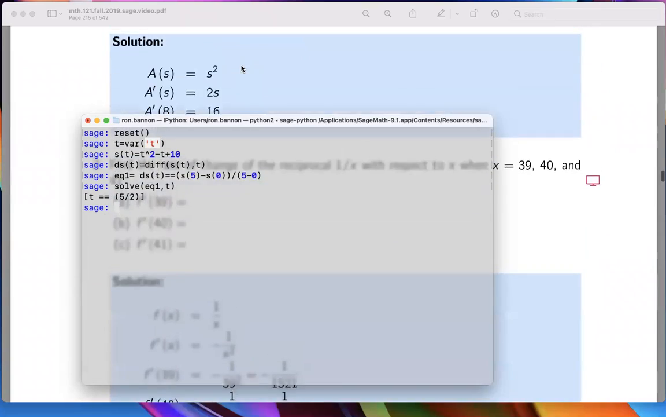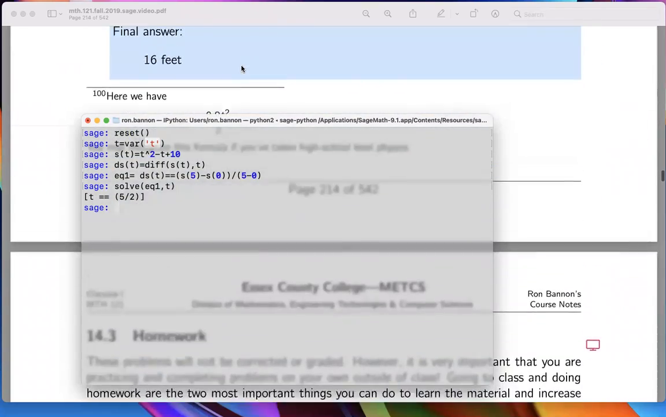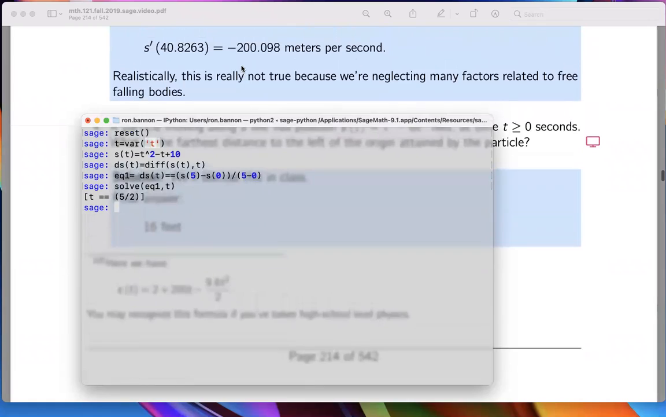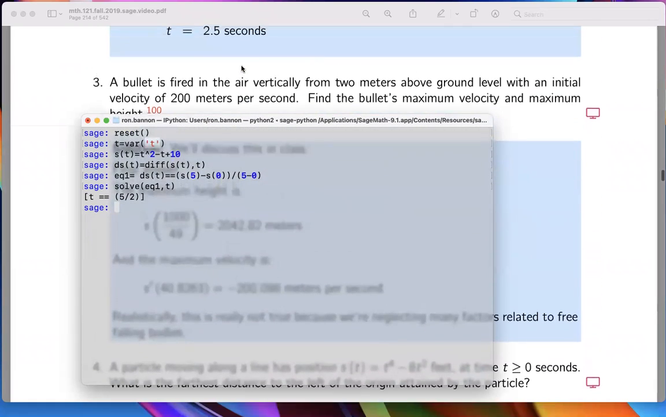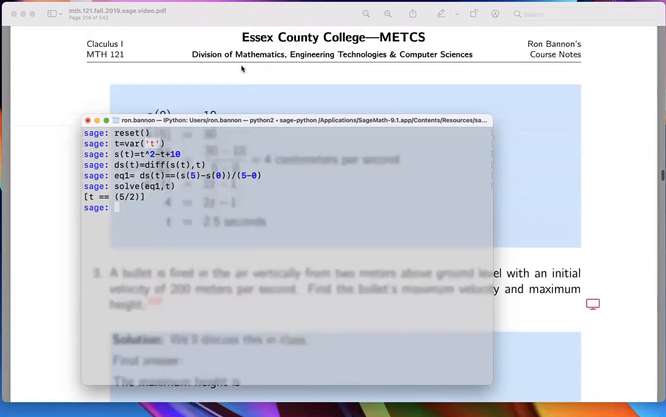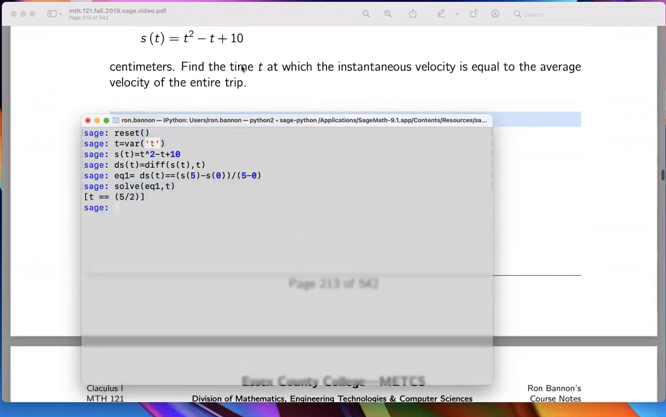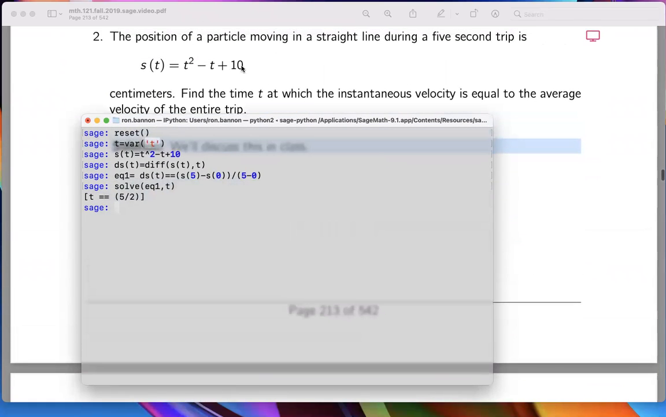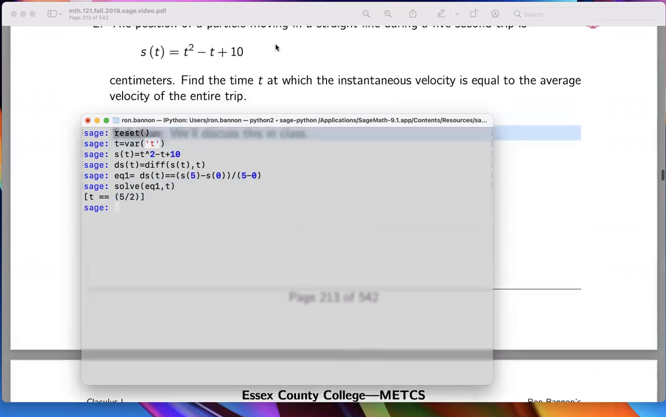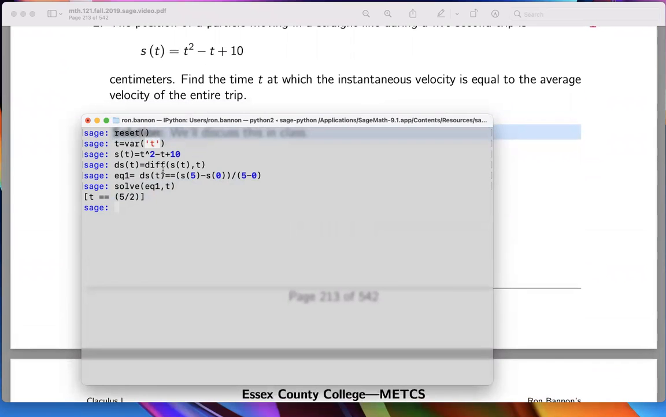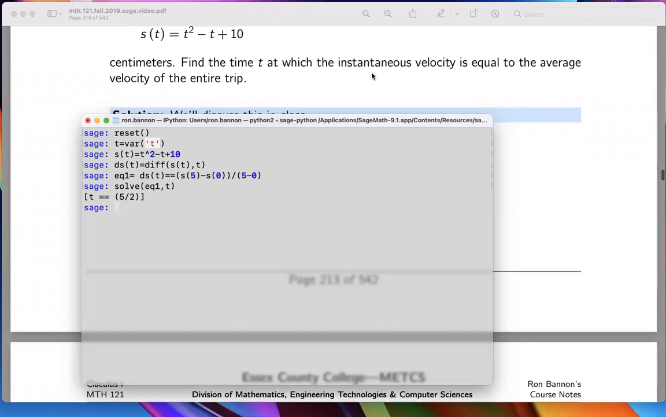Now looking, isn't there? Wow, it's right there, number 2. Let's read through it. Position of a particle moving in a straight line during a 5-second trip. s(t) is equal to this function over here, which is t squared minus t plus 10. I did define it. Find the time t at which the instantaneous velocity is equal to the average velocity of the entire trip. Whoa, that's a tough one.